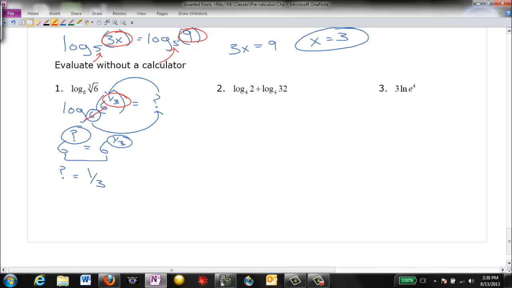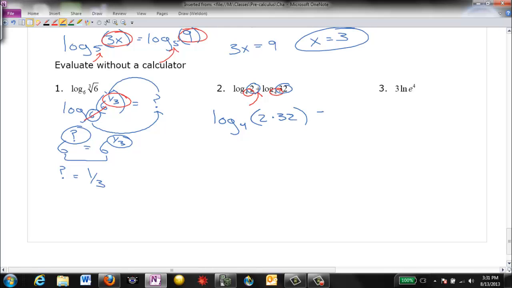Okay. Here in item number 2, notice right away that we have a base of 4 in each of these logs, and these two logs are being added together. So that should be screaming product property. I'm going to rewrite this using the product property. I have log base 4, and I'm going to take 2 and 32 and multiply them together inside of one log.